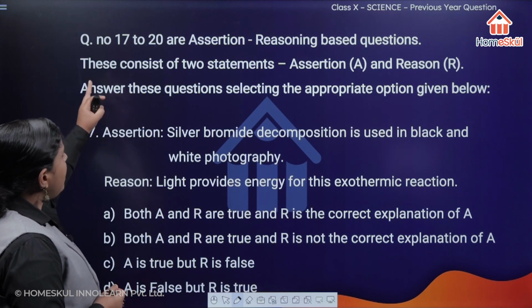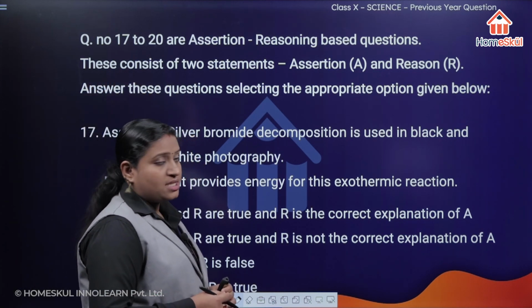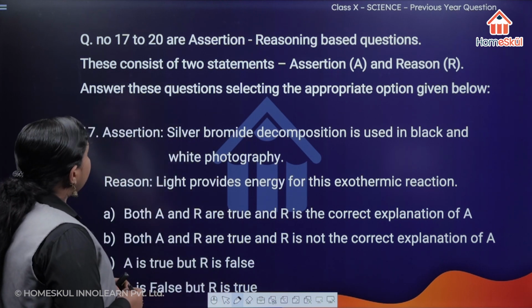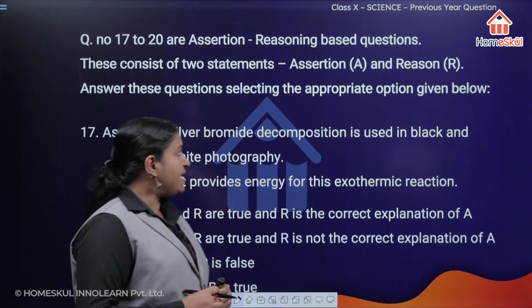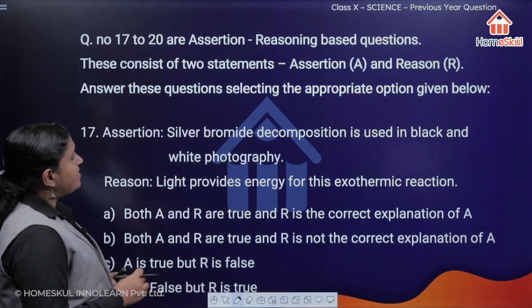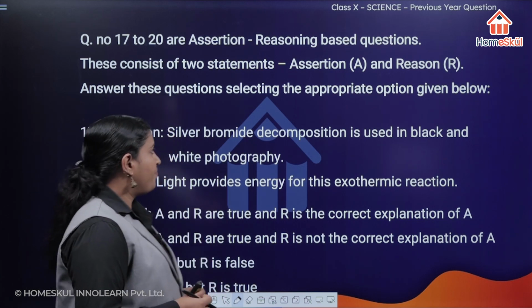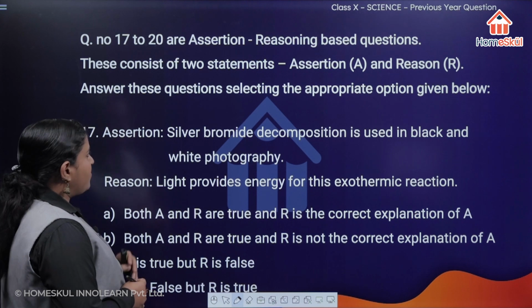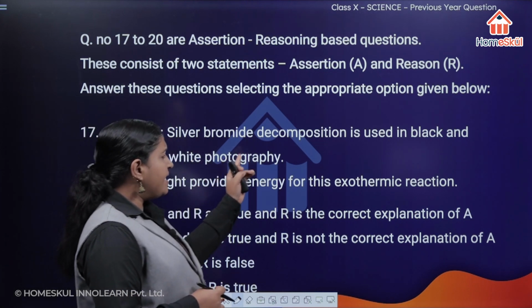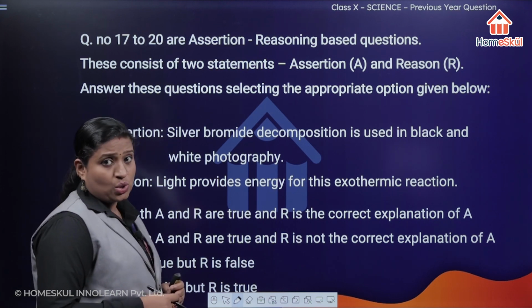So here, questions 17 to 20 are assertion-reasoning based questions. These consist of two statements, assertion and reason. Answer these questions selecting the appropriate option given below. So the 17th question is chemistry. Let's see the assertion first. Silver bromide decomposition is used in black and white photography.